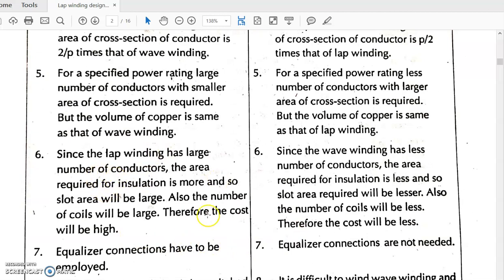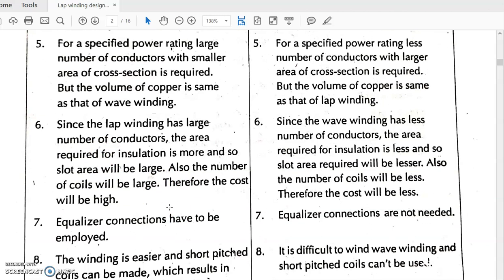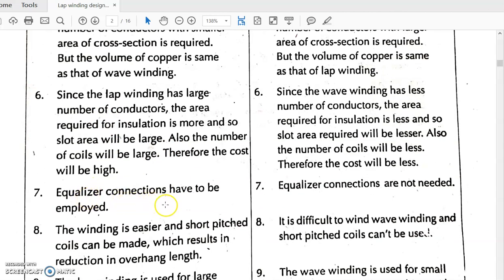In lap winding, the conductor cost will be lower because it has many parallel paths, but the area required for insulation will be more, and so the cost of lap winding will be more as compared to that of the wave winding. Another factor is that equalizer connections have to be used in lap winding because there are so many parallel paths. But in wave winding, the parallel paths are only 2, so there is no need of any equalizer connection to compensate for the circulating currents, if any are produced in the windings of different parallel paths.